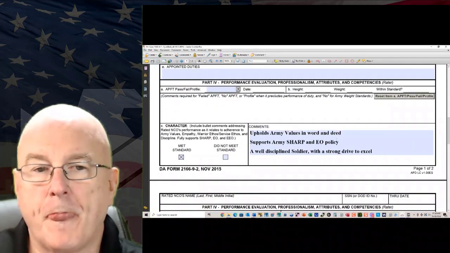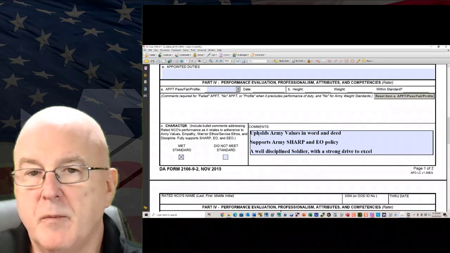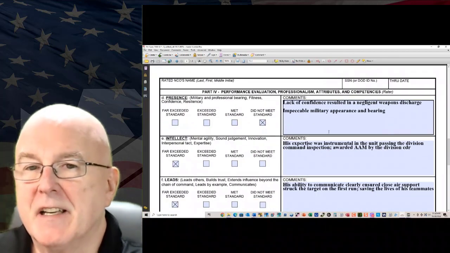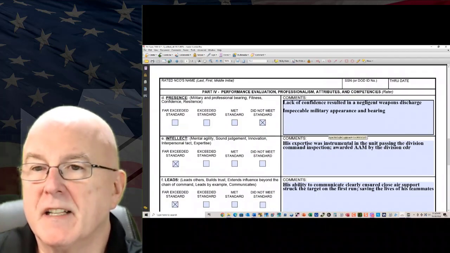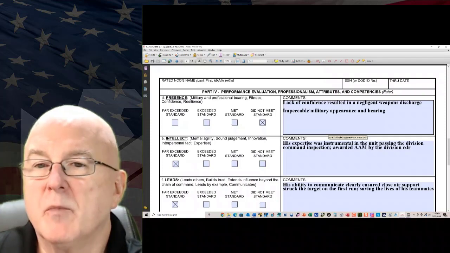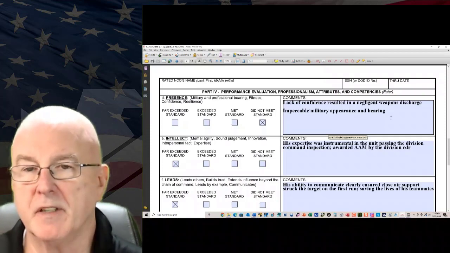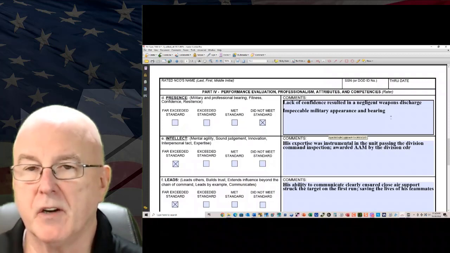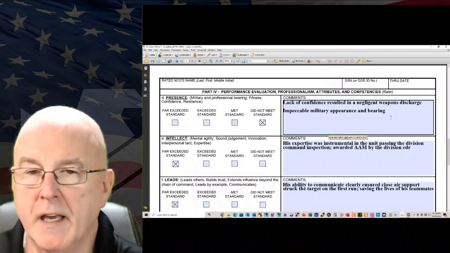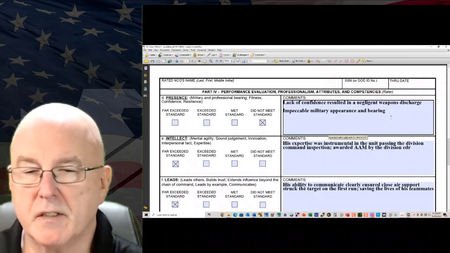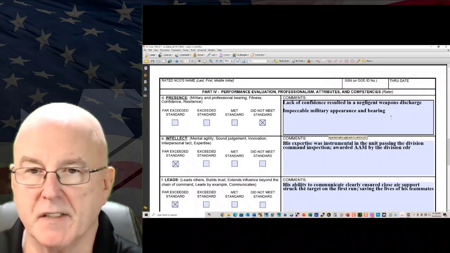So here, he met standards, upholds Army values in word and deed, supports Army EO and SHARP, well-disciplined soldier with strong drive to excel. Did not meet standards, lacks confidence, resulted in negligent weapons discharge, impeccable military appearance and bearing. All right, so we said something good about him in the same block. Granted, it was generic, but if there was a powerful one, you would still put it in the same block if it met the standards for presence.